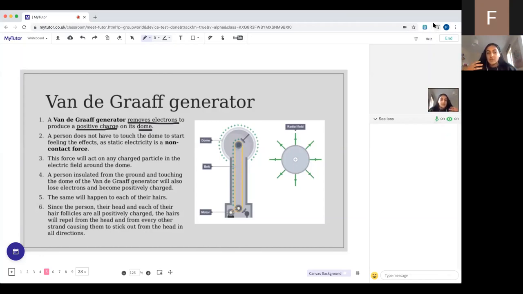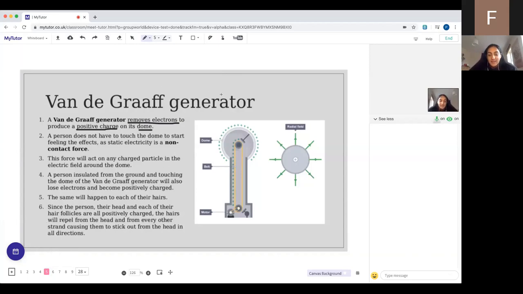So the Van de Graaff generator works because of this positive charge on the dome, in your head, and on your hair follicles. And it's not dangerous because we're insulated from the ground, but you will feel the effects, and you will feel the effect in your hair. So it's quite a cool little piece of apparatus if you ever do get to have a go at it.